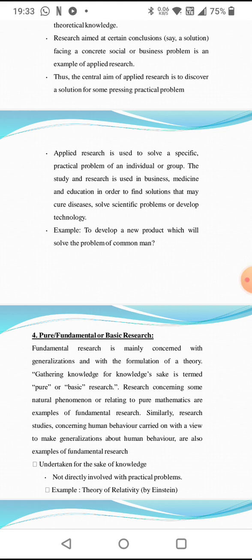For example, the theory of relativity, which was used to create a concept, a new law or new rule, right?